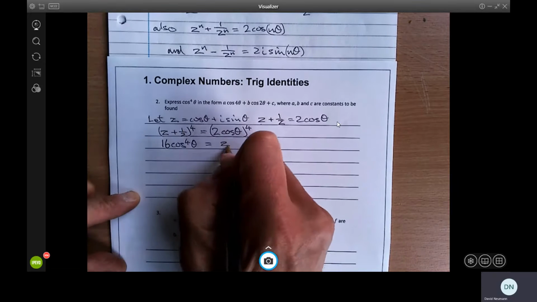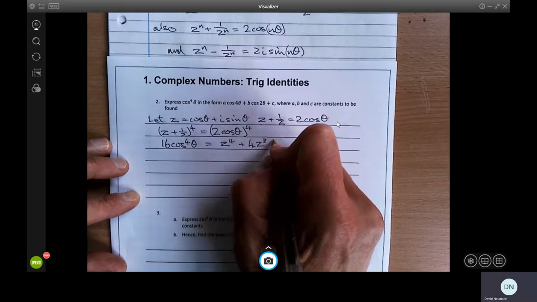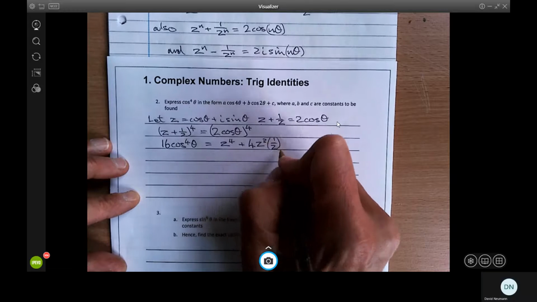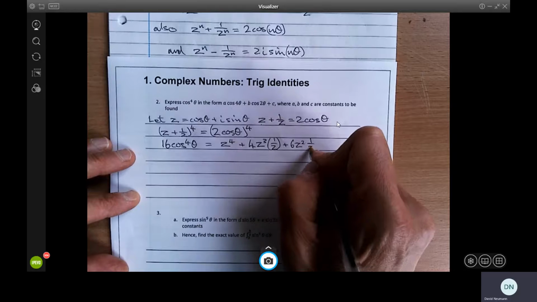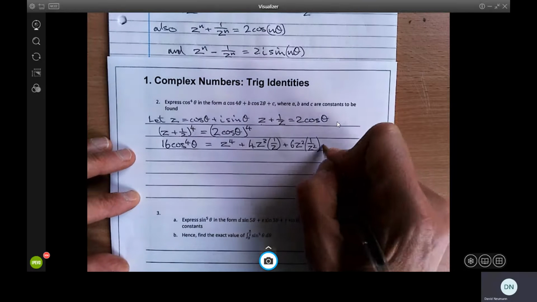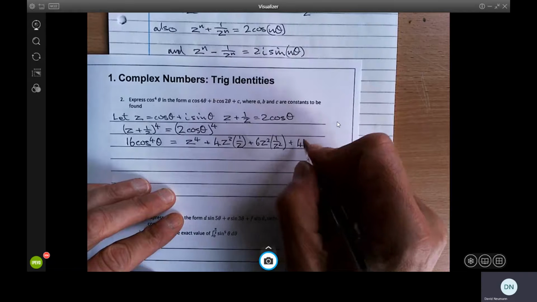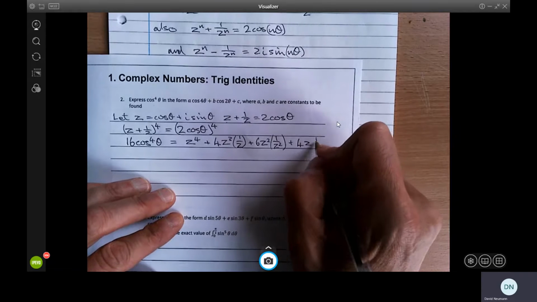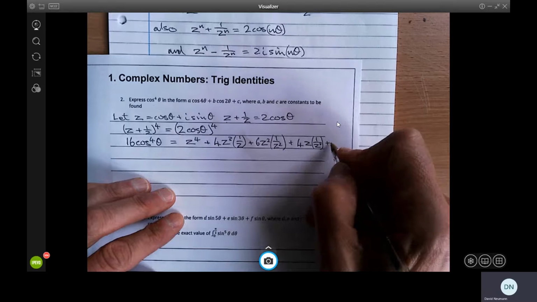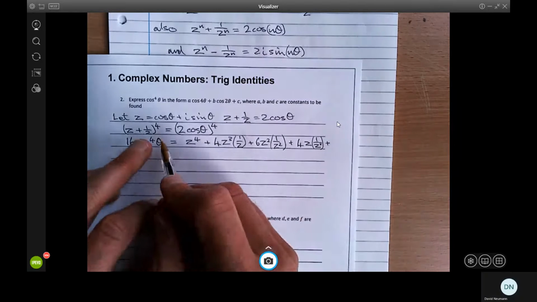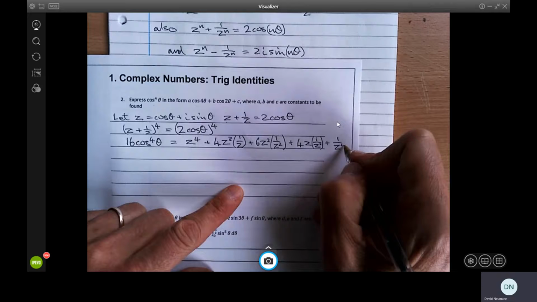So this is Z to the power of 4 plus 4Z cubed times 1 over Z plus 6Z squared times 1 over Z squared plus 4Z times 1 over Z cubed plus then we've got 1 over Z to the power of 4.